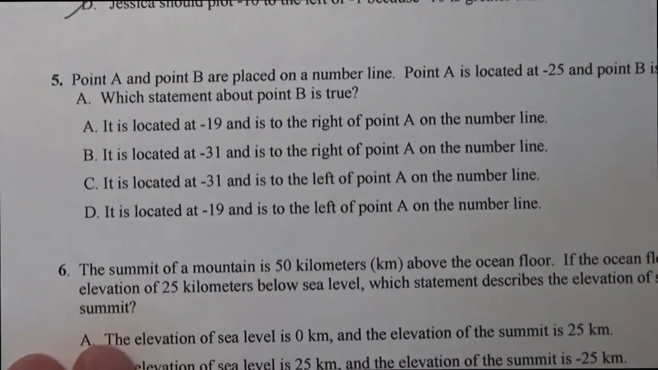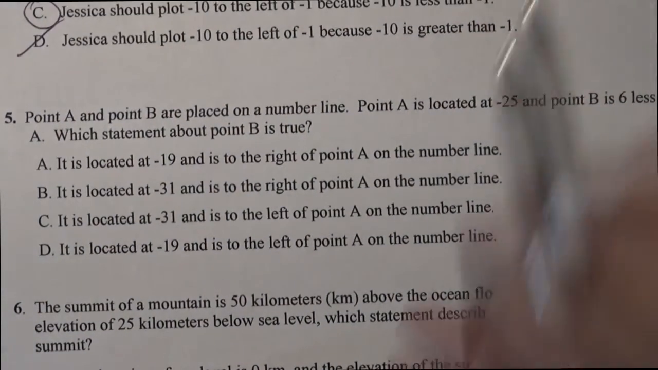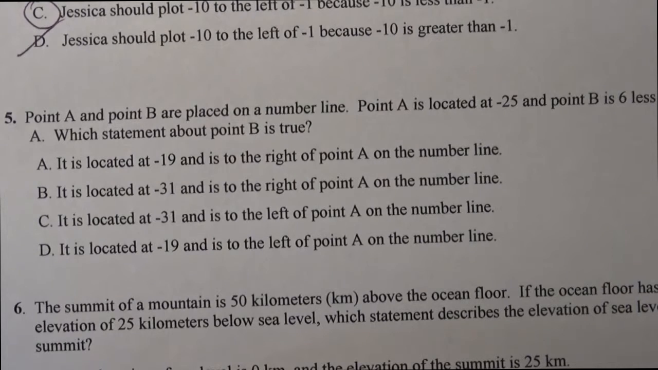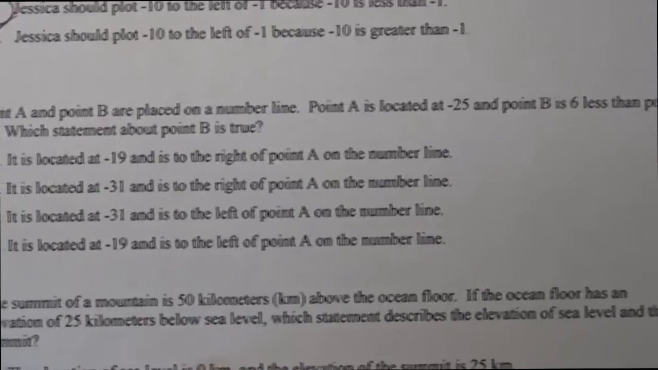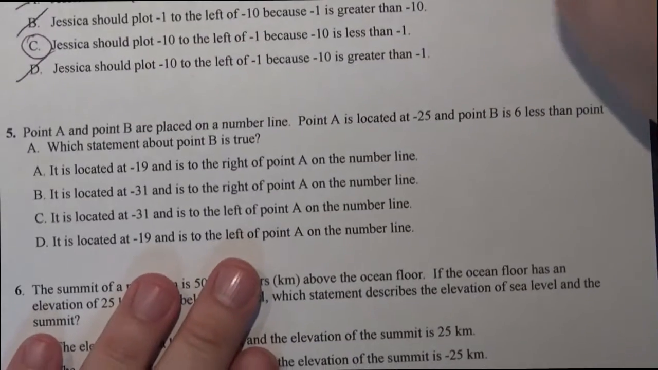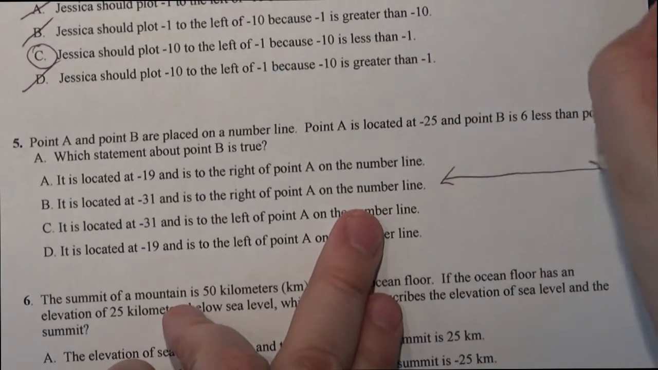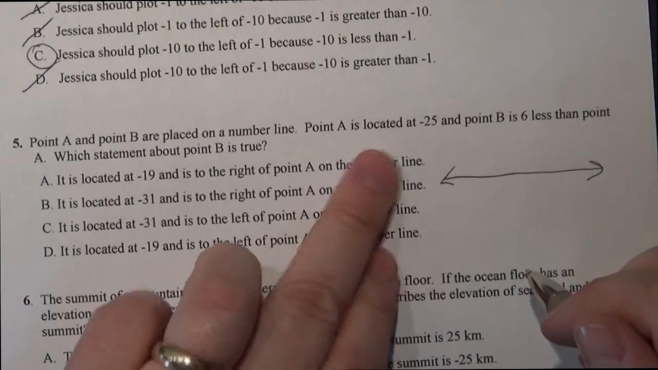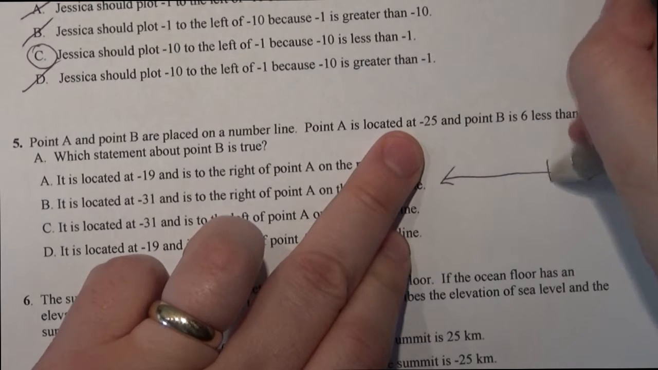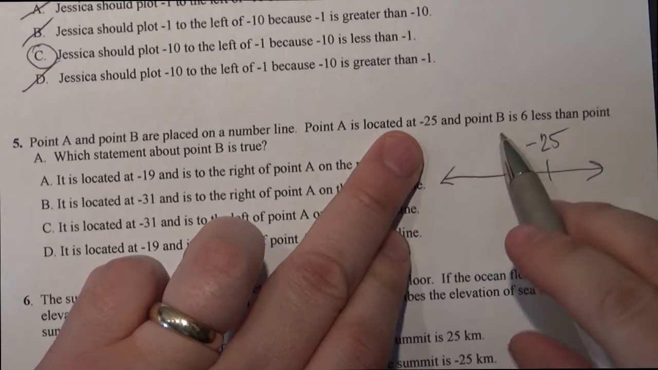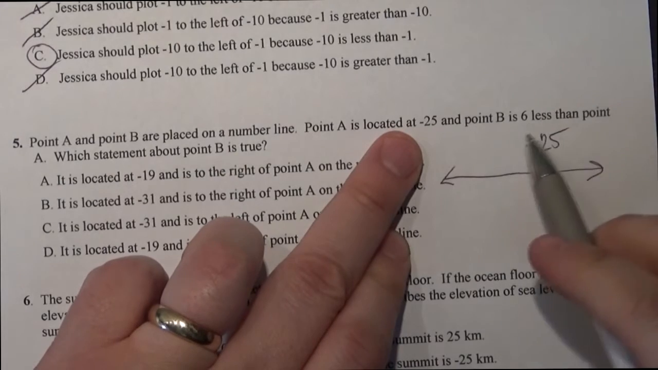Let's take a look at number 5. Number 5 says point A and point B are placed on a number line. Point A is located at -25 and point B is 6 less than point A. Which statement about point B is true? I'm hopefully you're seeing that whole question on the video. Let me give myself a little more room here. There we go. Again, there's nothing stopping me from making my own little number line. Point A is at -25. I'm going to plot -25. And then point B, this is going to be A, by the way, is 6 less.